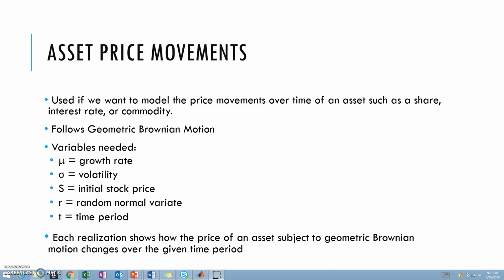So the next thing we're going to talk about is asset price movements. This is used if we want to model the price movements over time of an asset such as a share or interest rate or commodity. This follows the geometric Brownian motion, and you've got a couple of variables that you're going to need. You need mu, which is growth rate, sigma, which is volatility, S, which is initial stock price, R, which is your random normal variate, and T, which is your time period. And with this, each realization shows how the price of an asset subject to the geometric Brownian motion changes over the given time period, T.